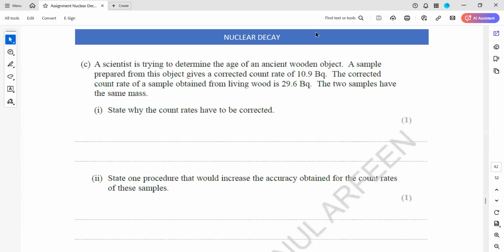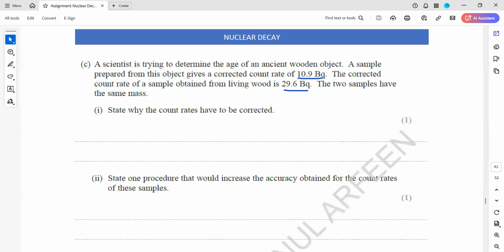A scientist is trying to determine the age of an ancient wooden object. A sample is prepared from this object, and the corrected count rate is 10.9 becquerel. The corrected count rate of a sample obtained from a living tree is 29.6. The two samples have the same mass. Why do the count rates have to be corrected? Why should we always use a corrected count rate?